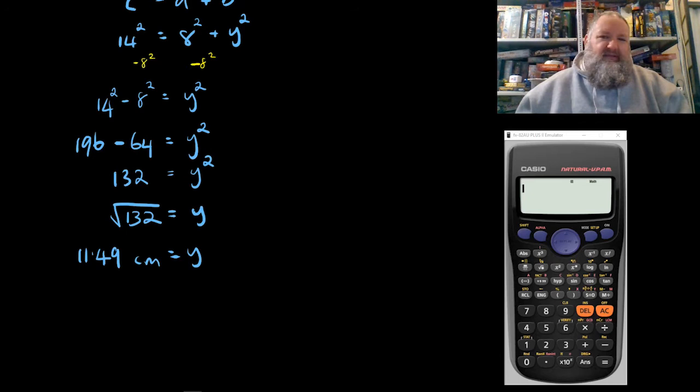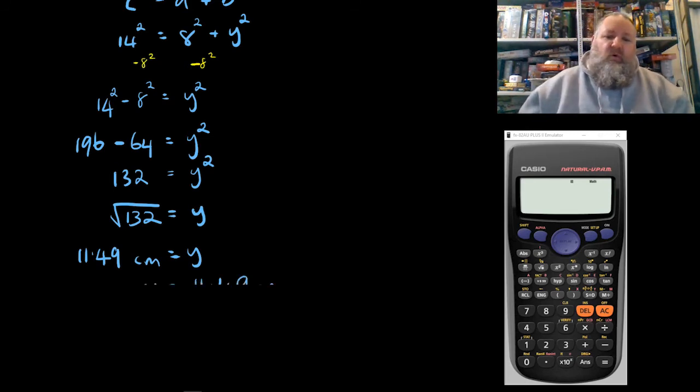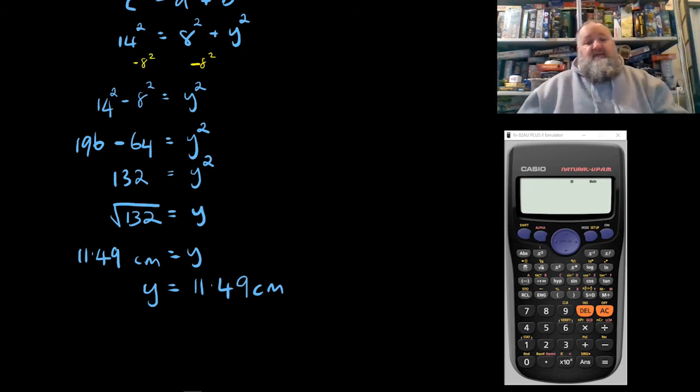We don't normally write it so that our unknown, our y in this instance, is on the right-hand side of our equation. We want to rewrite that so that the y is on the left-hand side. And that's the answer. That's how it's worked out.